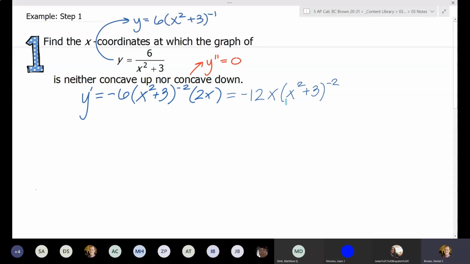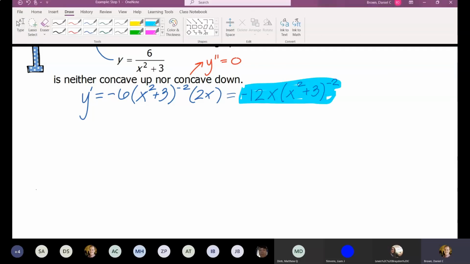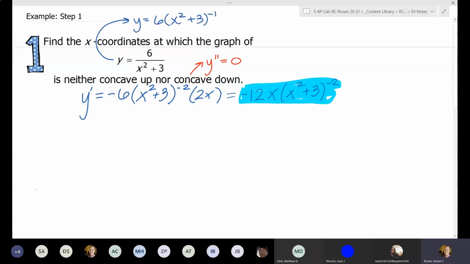If I wanted to find intervals of increasing and decreasing, this is what I would use. But we want to find eventually the intervals of concavity. Right now we're talking about where the graph is neither concave up nor concave down. So we do need to find this second derivative and then simplify, and that's really where most of the algebra is going to come into play.